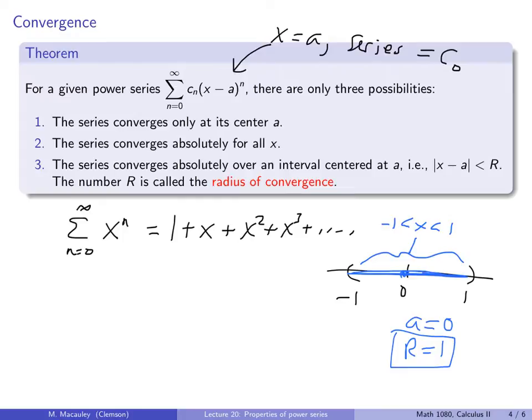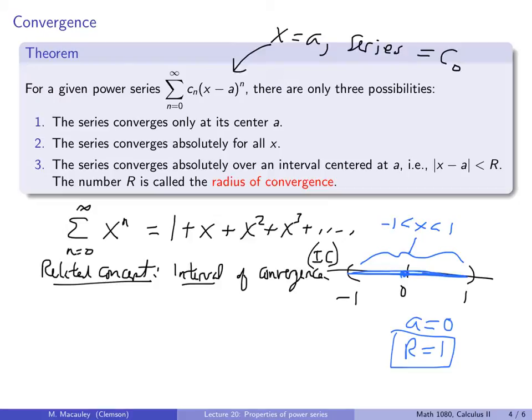So a related concept, let me write this down. I've just defined the radius of convergence, but a related concept is the interval of convergence. Hopefully you can see what it is. Instead of just saying, here's an interval centered at a with a radius 1, instead of just saying those 2 points, I could instead just specify what this interval is. I'm going to call this interval of convergence IC. So in this case, instead of specifying a and R, I could have said the interval of convergence is -1 to +1.